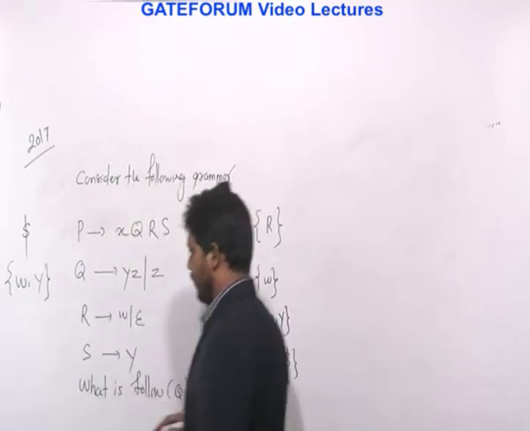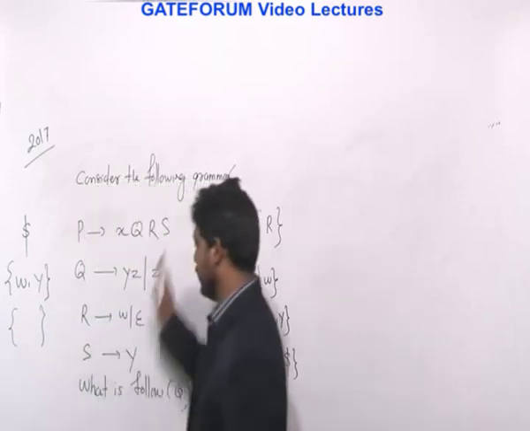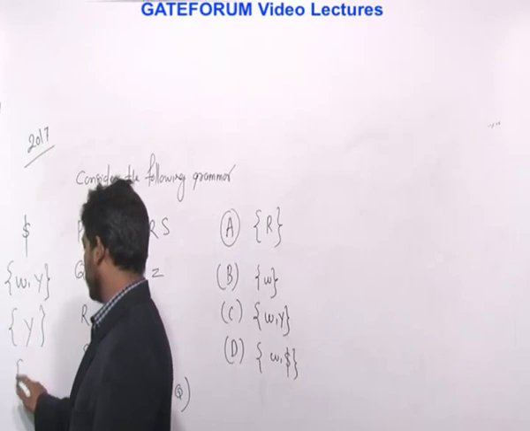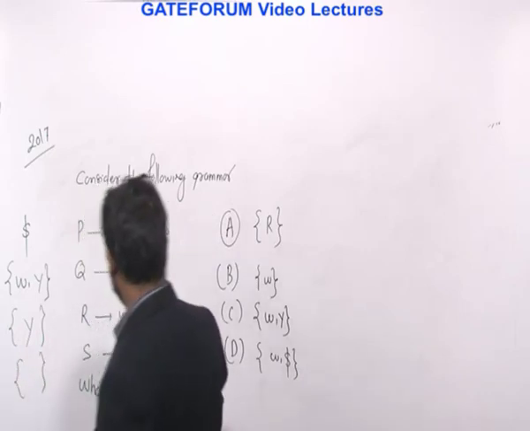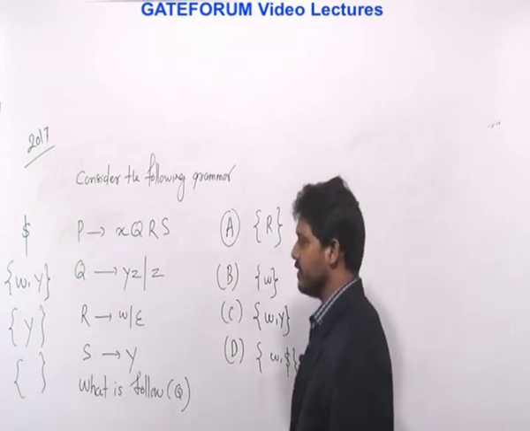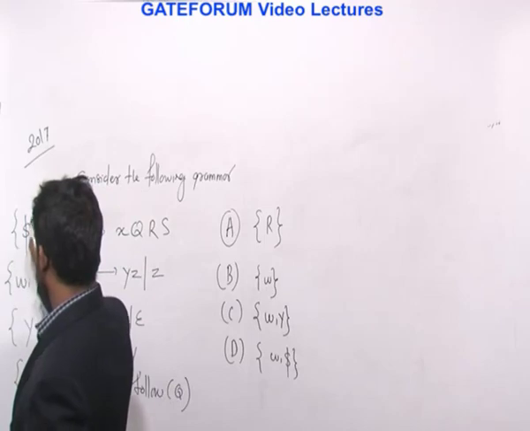Follow of R. What is follow of R? Follow of R is first of S. What is S deriving? Y. So only Y. Follow of S. What is follow of S? Which rule is applicable? Follow of S is the last symbol rule. Follow of S is follow of P, and hence it is dollar. So this is the rule applicable.